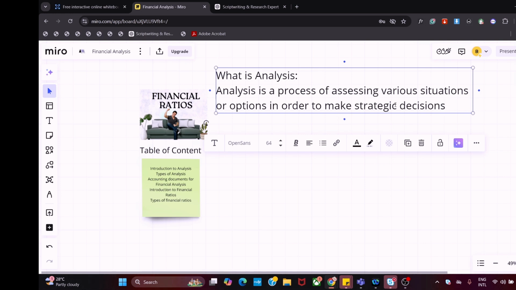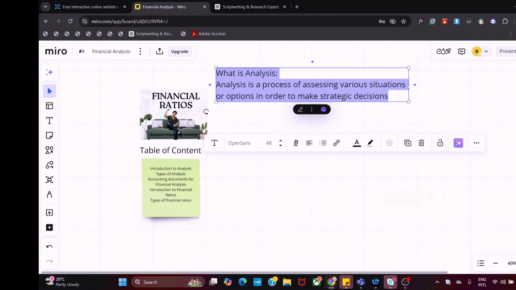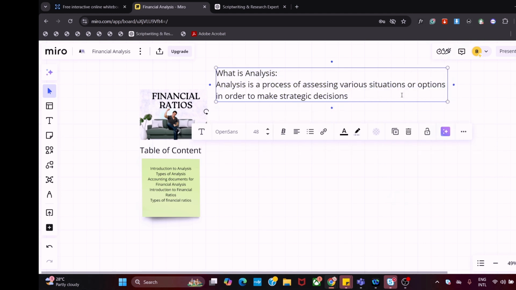Now, let's go about the types of analysis. Okay. So one thing you need to understand is that we have two major types of analysis. All right. So we have two major types of analysis.